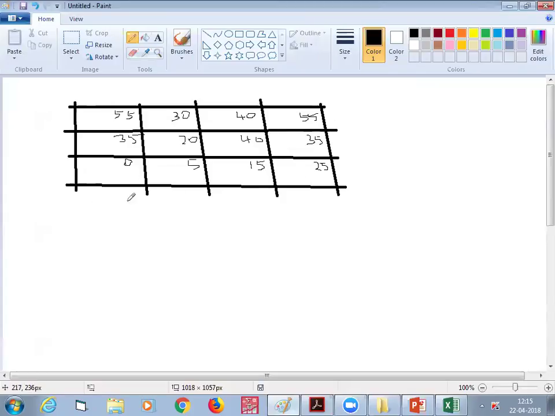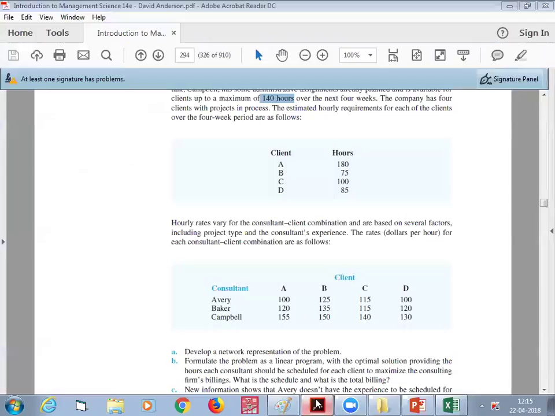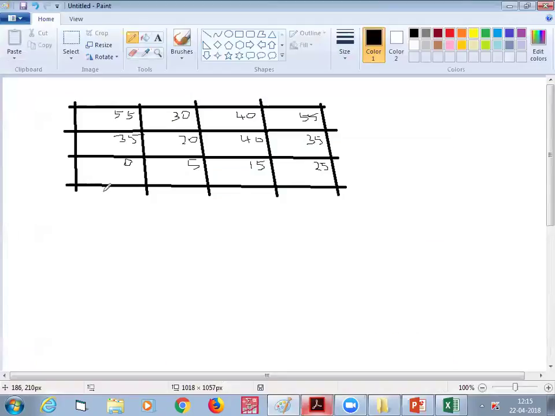Now supply and demand. First one is 180, 75, 100, and 85.